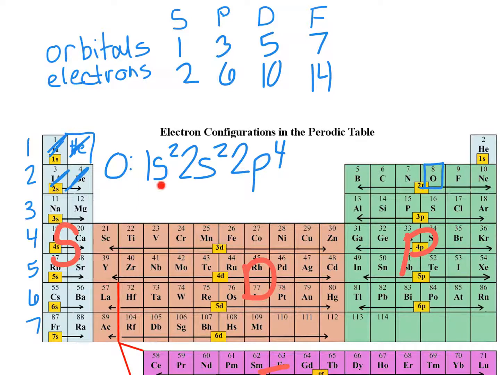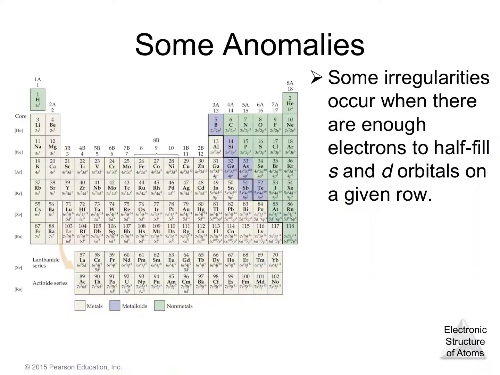That means that any time you write an S right here, this number can't be any bigger than 2. But you can also see that in the periodic table because the S block is only 2 elements across. The P block is 6 elements across. For a P, the largest that number can be is 6, and so forth. Let's finish up this chapter by looking at a couple of irregularities that occur in electron configurations.